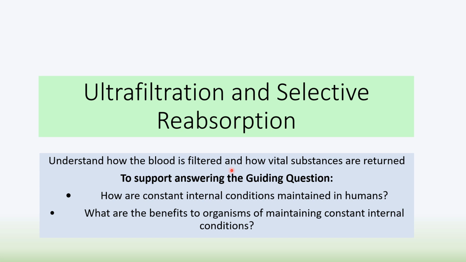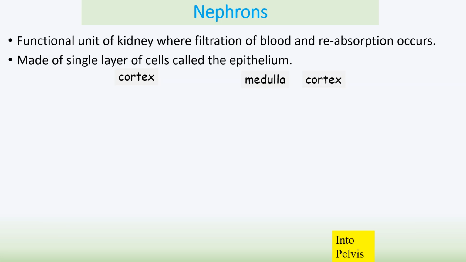So now we're going to look at ultrafiltration and selective reabsorption, which you need to know the processes of in detail. We need to understand what a nephron is to understand this. A nephron is a functional unit of the kidney where filtration and reabsorption occur. It's made of a single layer of cells called epithelium cells. The nephron is like the alveoli for the lungs. It's the functional unit of the kidney, and there are millions of them within the kidneys.